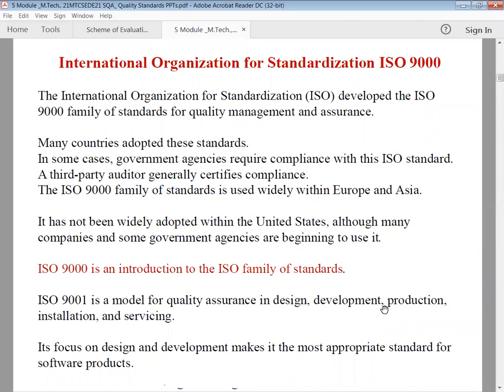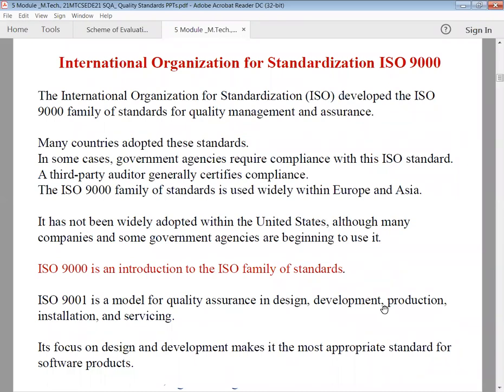The ISO 9001 is a model for quality assurance in design, development, production, installation, and servicing. So mostly the automobile design, development, and product development organizations like Ashok Leyland, TVS, production and manufacturing sectors, installation and servicing sectors like L&T, they are mostly going for ISO. They are following the ISO processes in their organization so that they will be well known. They are generating their own brand.